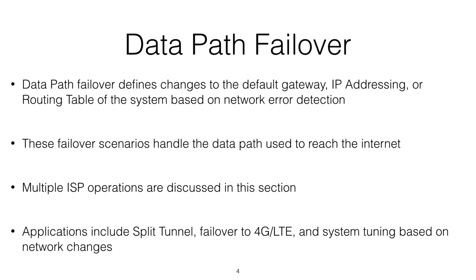So our data path failover defines changes to the default gateway, IP addressing, routing table of the system. So it handles how you're getting to the internet, what routing paths you're using, which ISP you're using. Applications include, we can take a device that's set up for a compulsory tunnel mode, and let's say the tunnel drops or we get a network outage on the remote end. We can switch over to a split tunnel mode. We can fail over to Wi-Fi, fail over to an LTE. So based on a failure condition that's detected, we can change the data path within the device.